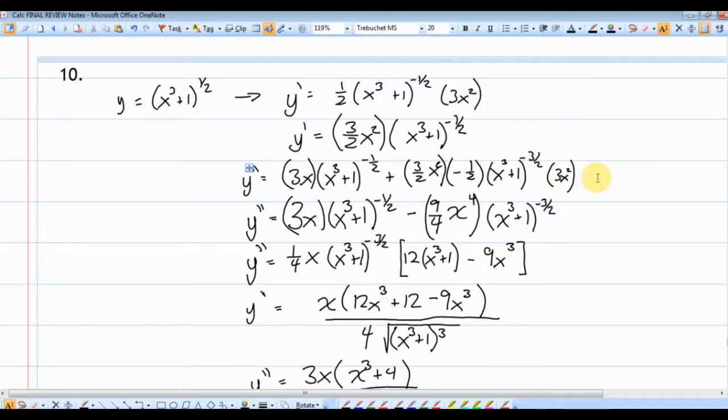Okay, the next line is a simplification. That first term, I can't really simplify much, but the second term, I see a negative 1/2, so I'm going to take that negative and stick it in place of the positive. I have 3/2 times 1/2 times 3. That's 9/4. So I get 9/4 x to the 4th power times that whole junk to the negative 3/2 power.